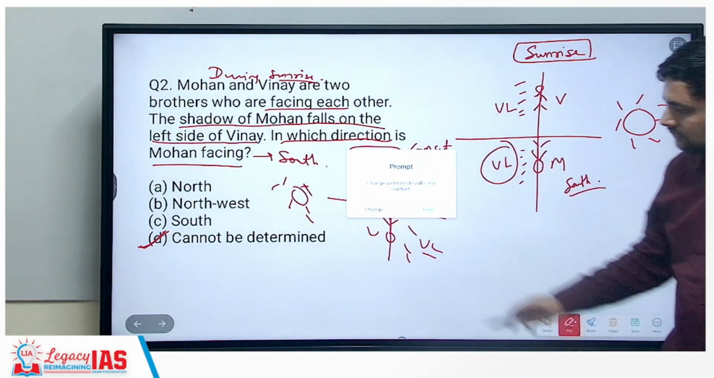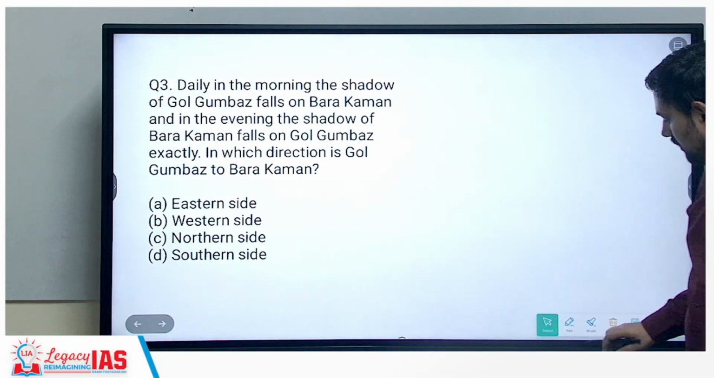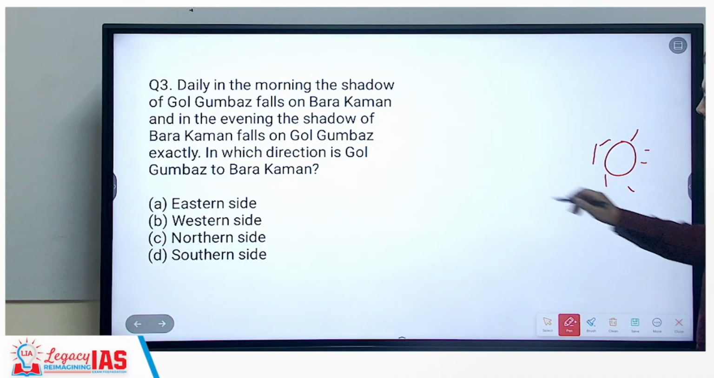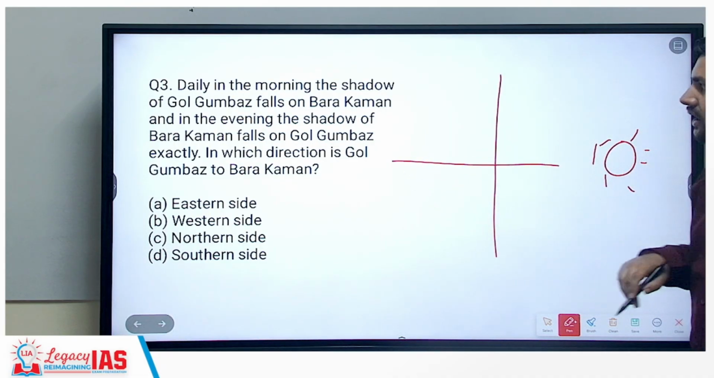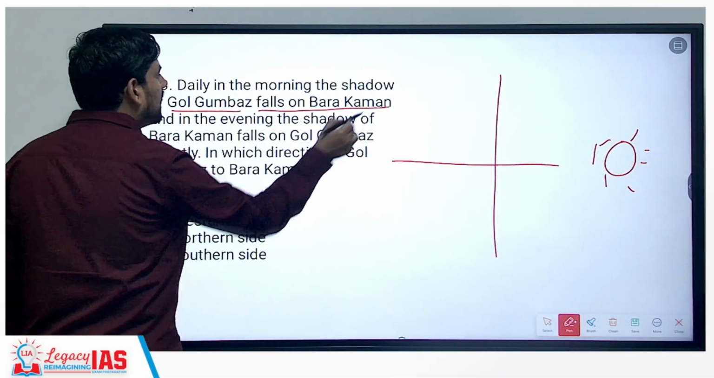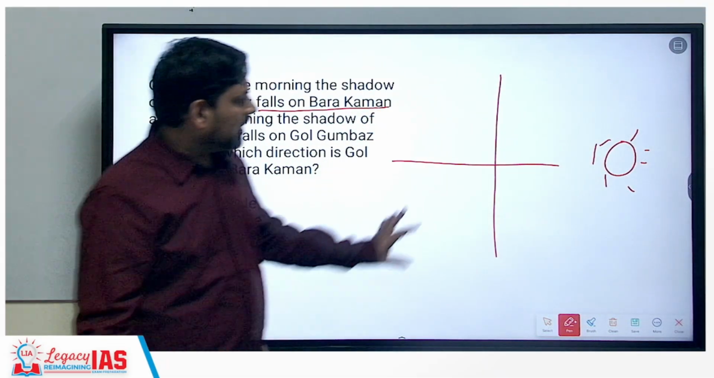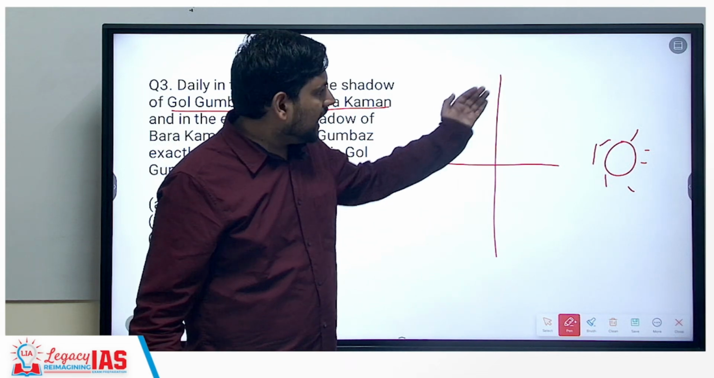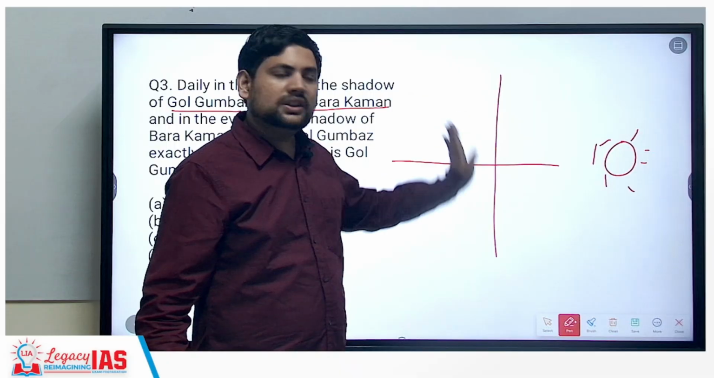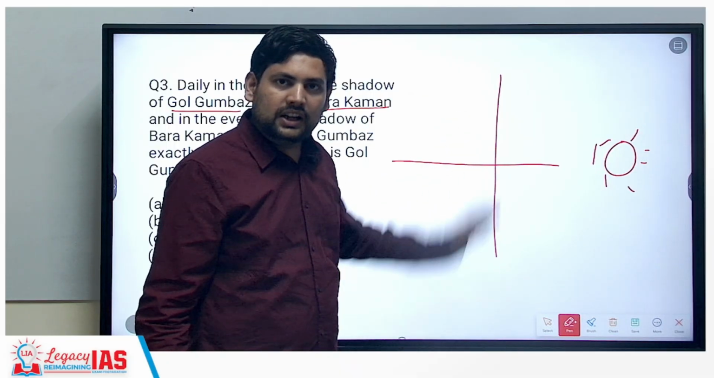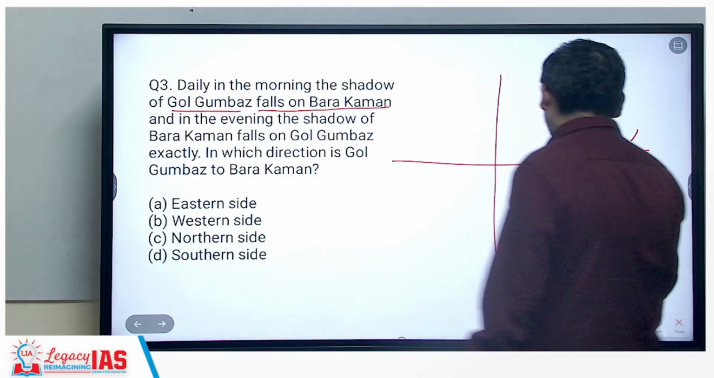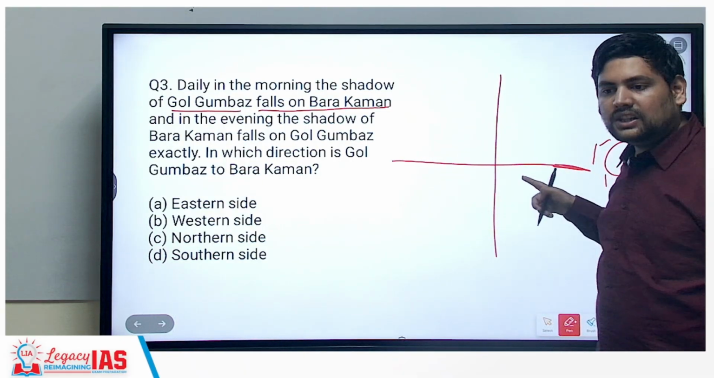Then, last, it says daily in the morning. Daily in the morning, morning means the sun is rising in the east direction. The shadow of Gol Gumbaz falls on Bara Khaman. Now, if anything is north or south, can their shadows fall on each other? No. Their shadows will form towards left, towards right, like this. They cannot fall on each other. The only possibility is that they are in east west direction.